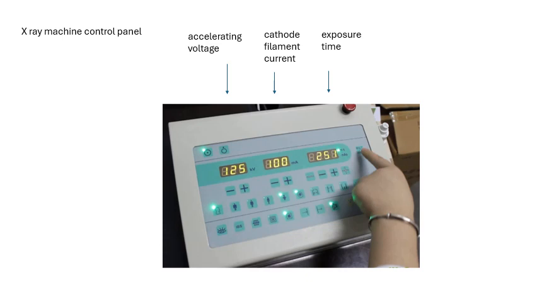This is interesting. This is an X-ray machine control panel. So whoever's operating the machine can just press a few buttons. There will be presets. So if somebody like an adult man comes in and he's broken his ankle, then you would press a button for that. But then you do have control over the accelerating voltage, the cathode filament current, remember, that would control the intensity, and the exposure time as well by pressing these up and down buttons.